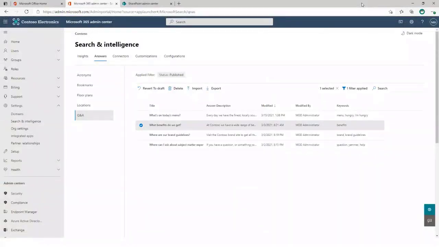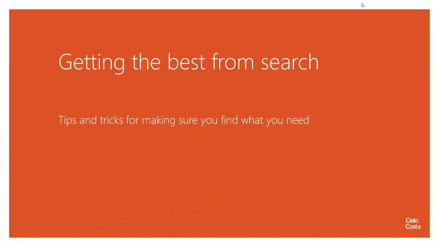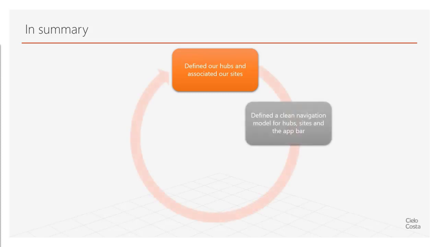In summary of everything we've just been through in the last 45 minutes, we began by talking about our sites. We had our sites, we defined the hub, and we defined the association with those hub sites, not the physical location. We defined a clean navigation model for the hub sites, for the sites, and for the SharePoint app bar, allowing that true global navigation.